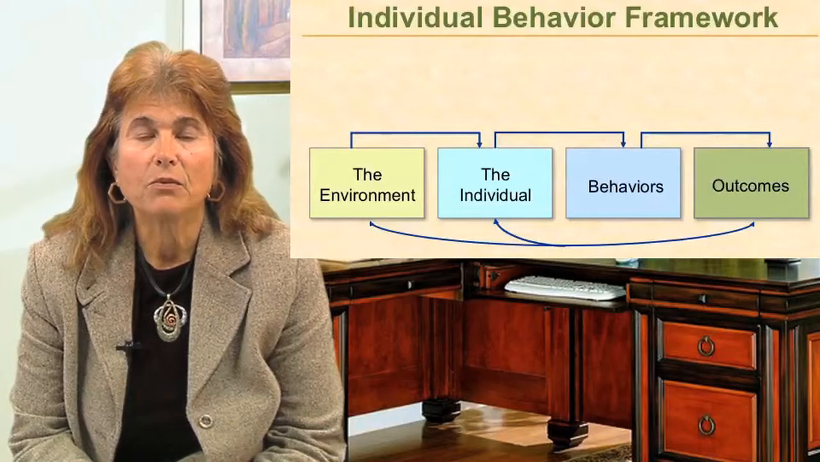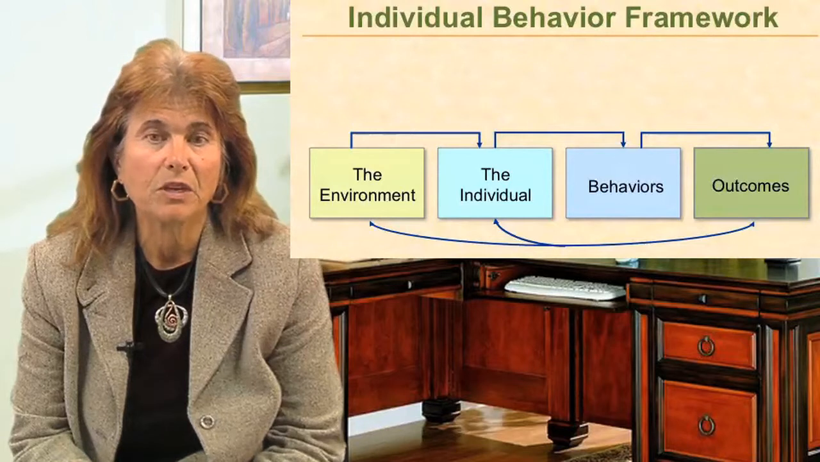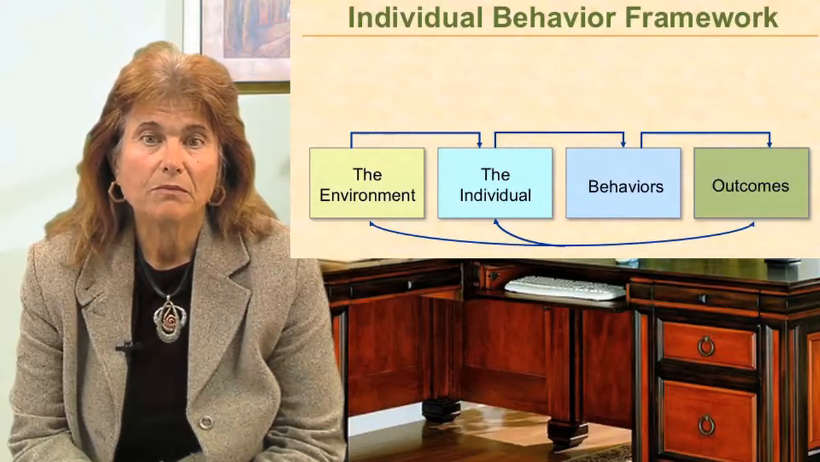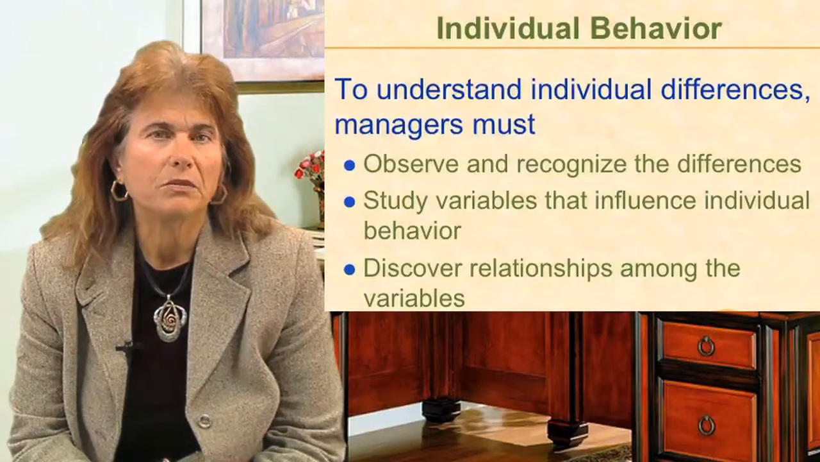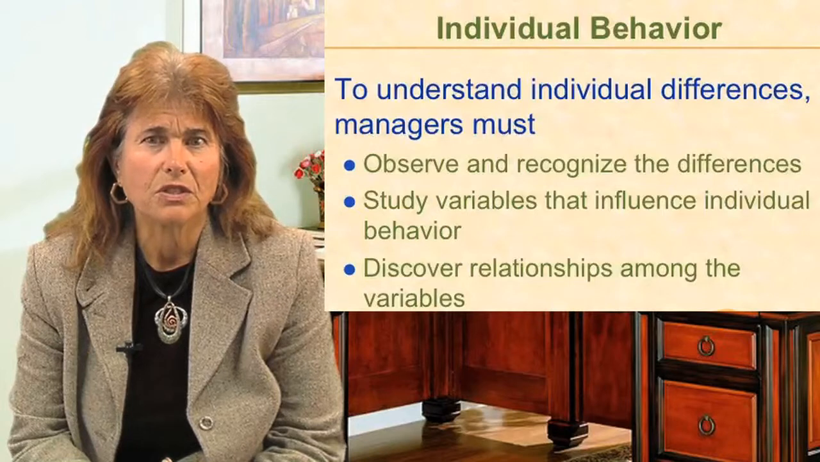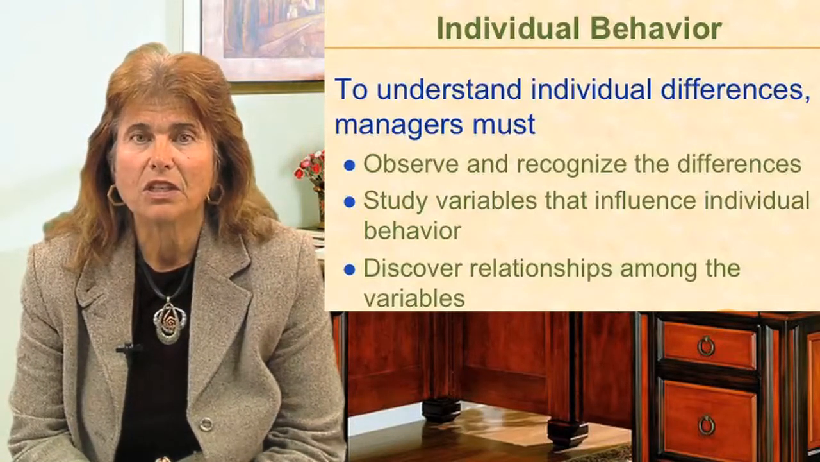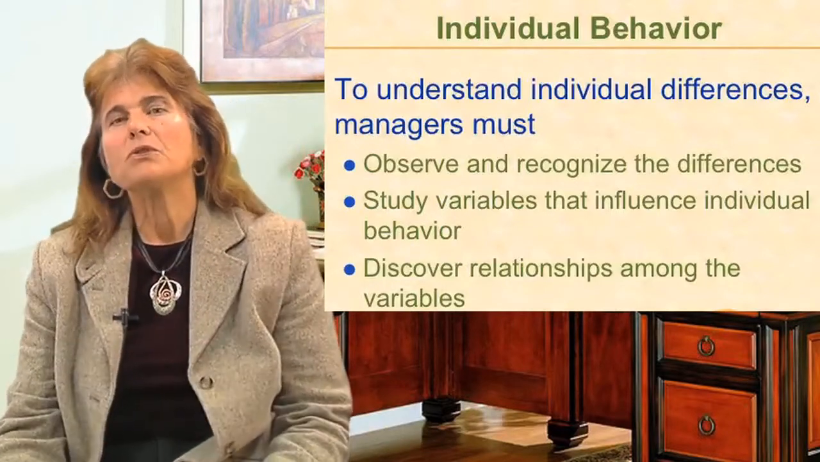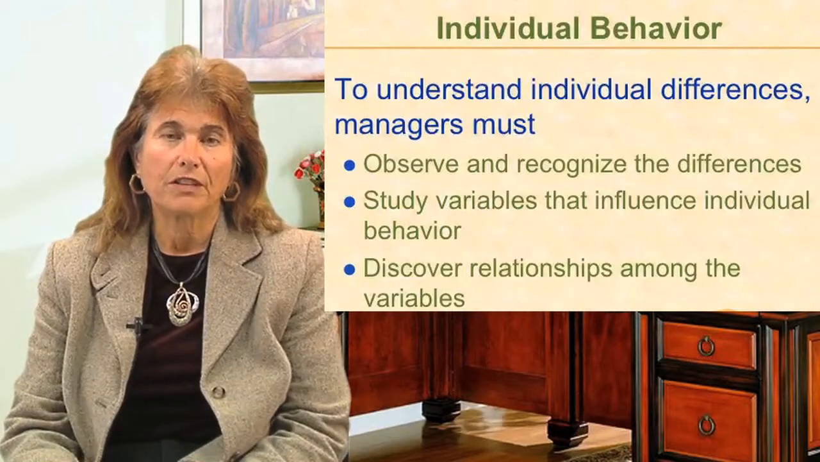When we look at a behavior framework, there are many different factors that play into that. We have the environment externally and internally. We have the individual themselves and all the things we've talked about, the behaviors that they display in the process of doing their work, and the outcomes of those behaviors. To understand individual differences, managers need to have good observation skills and recognize those differences. They have to look at the variables that might influence individual behavior, and at some of the relationships among those variables that could play a role in helping to influence more effective outcomes.